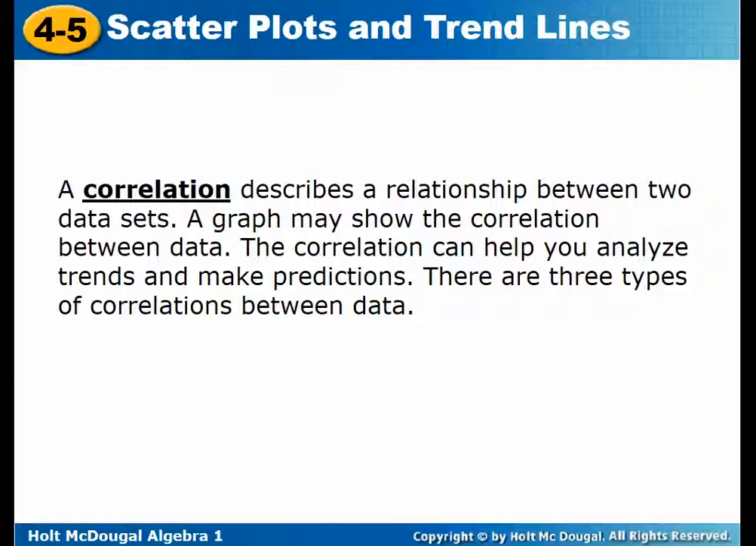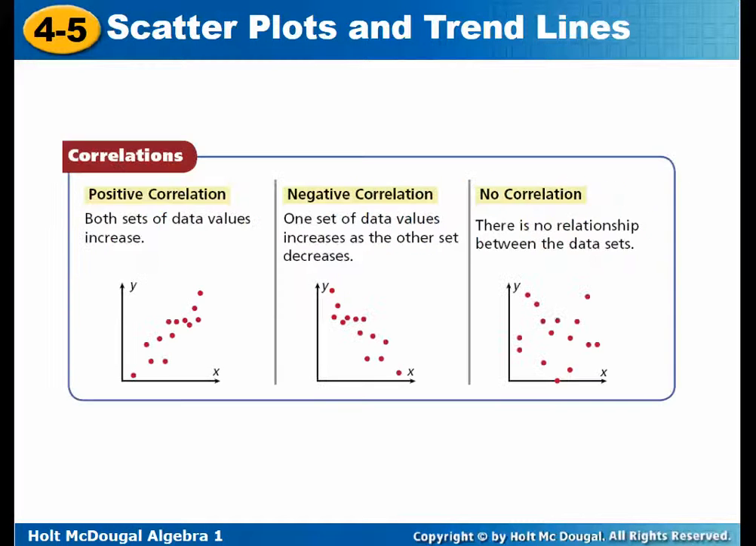A correlation describes a relationship between two data sets. So a graph may show how the two different kinds of data are related. The correlation can help you analyze trends and make predictions. There's 3 types that we're going to be looking at. There's a positive correlation. That means as the x values, or the independent values, increase, so do the y values, or the dependent variables.